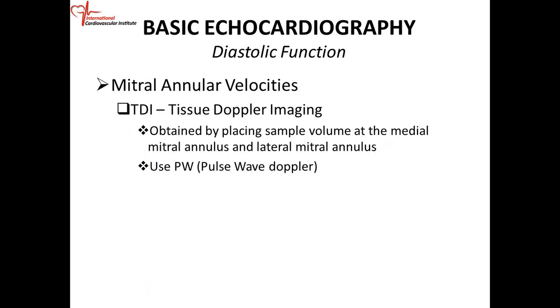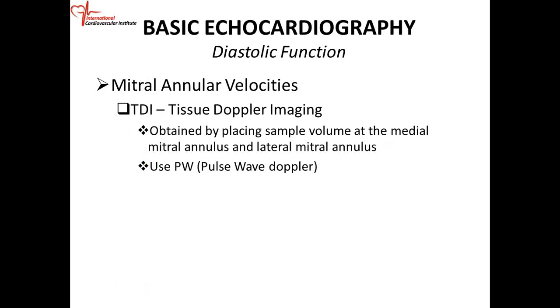In systole, the annulus moves up towards the probe, so you'll get an envelope above the baseline. In diastole, it moves away from the probe, so you get a velocity below the baseline, and you get what we call your E prime and your A prime. So the diastolic velocity, you have an early diastolic velocity and a late diastolic velocity. The early diastolic velocity we call the E prime. The late diastolic velocity we call the A prime.